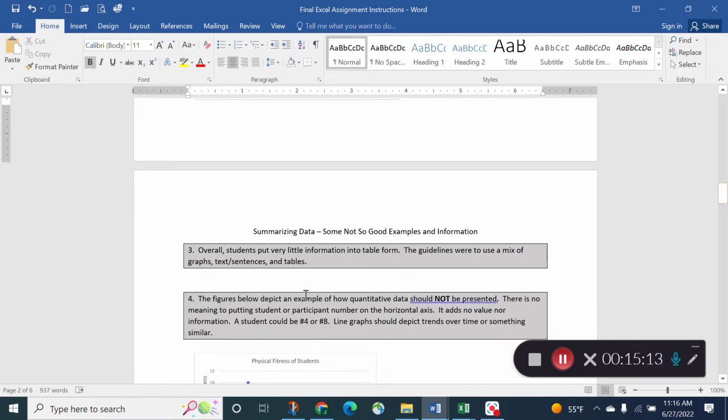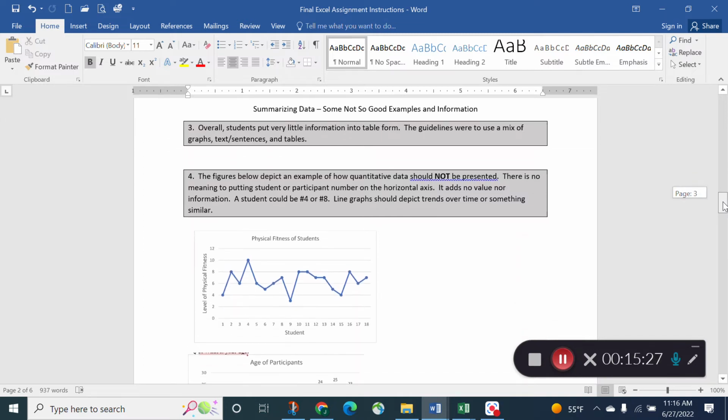Another point that I made is in previous semesters, people have put very few things into tables. So be sure throughout this whole document that you do put some information into table form.